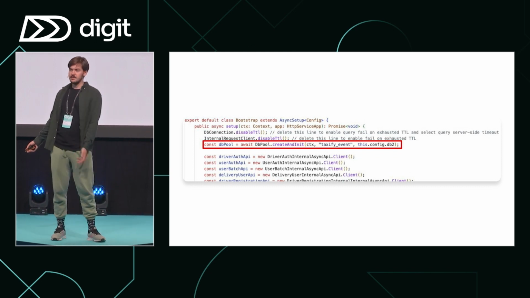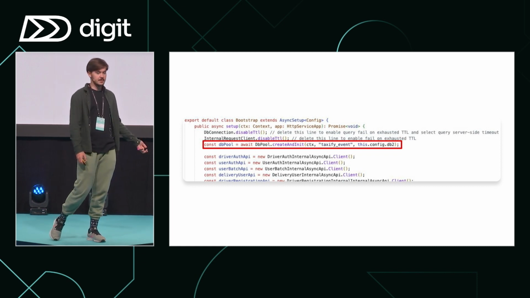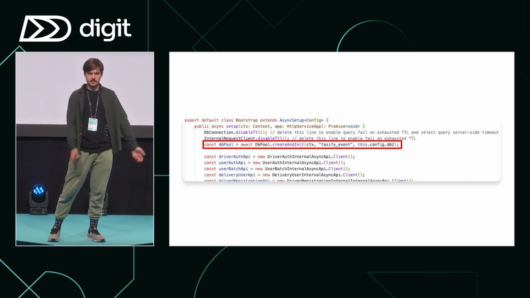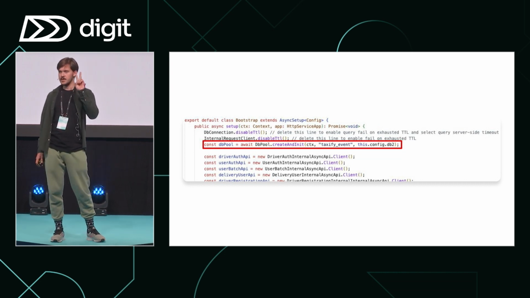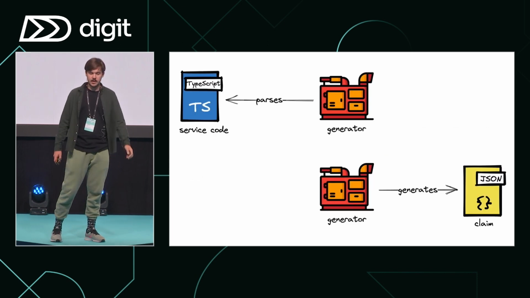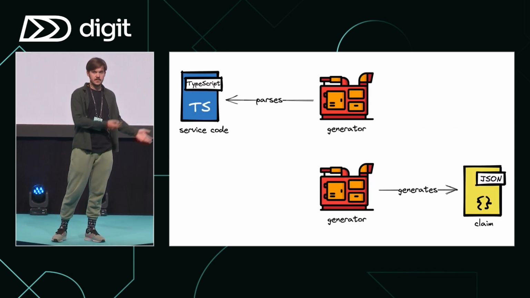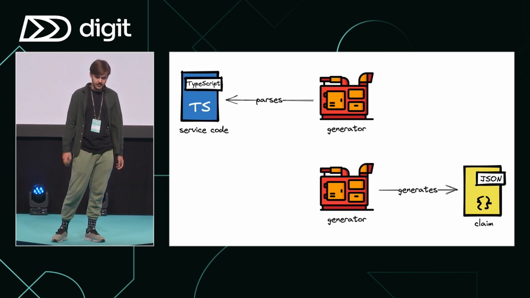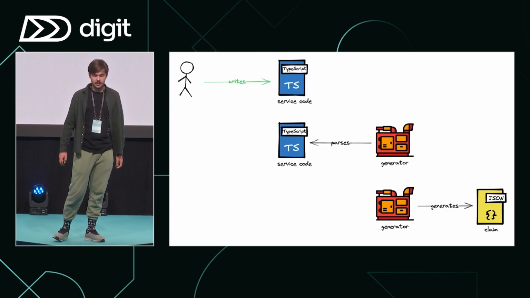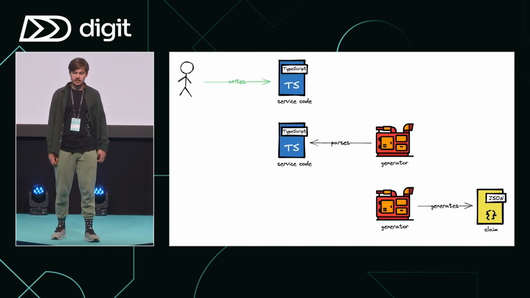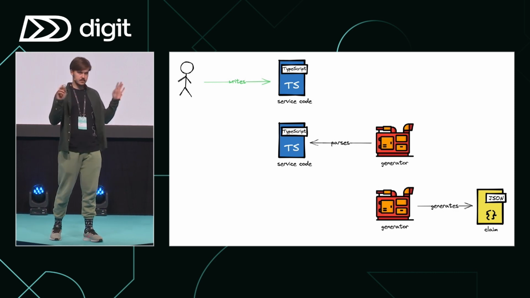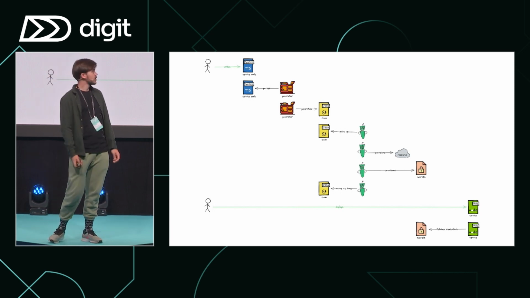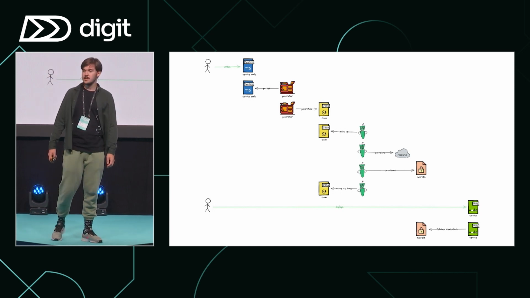So now suddenly the generator knows that you have a service which is using a database, and you have a name of the database, and obviously you also have a service name for the service, because the generator knows what it's parsing. And if you remember, those are the only two things that I needed for the JSON claim. So now the generator parses the service code, finds the good stuff, and then based on that, generates the JSON claim. Now you write code, and the claim generation happens on its own. Magic.